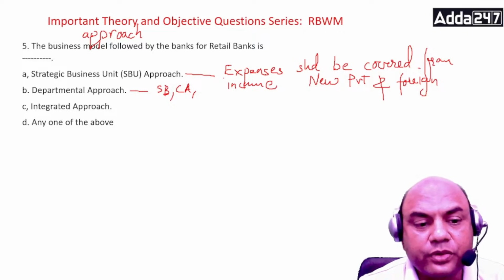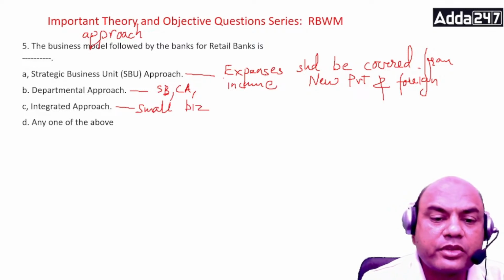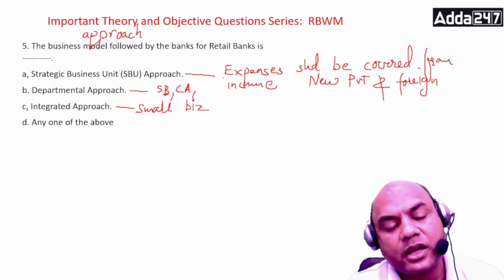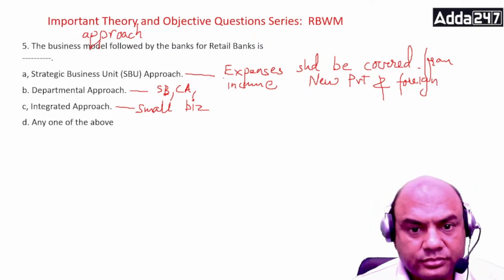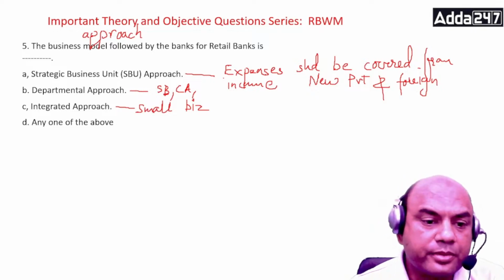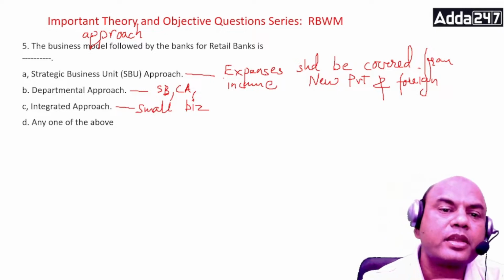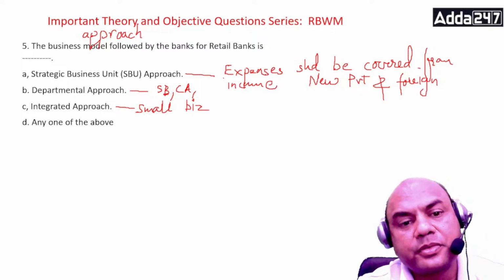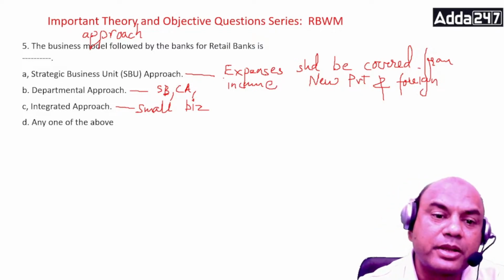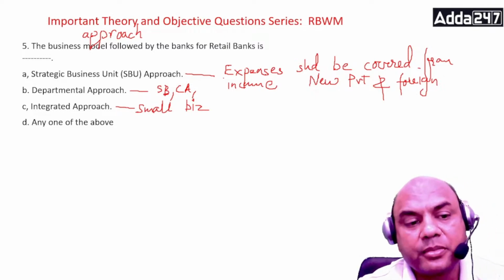Integrated approach. This is followed in small businesses and small banks. What is this integrated approach? Here it means everyone will do all the jobs. In smaller businesses, the same person does the clerical job, the same person does the sales job, and many times the same person does the production job also. So that is the integrated approach.